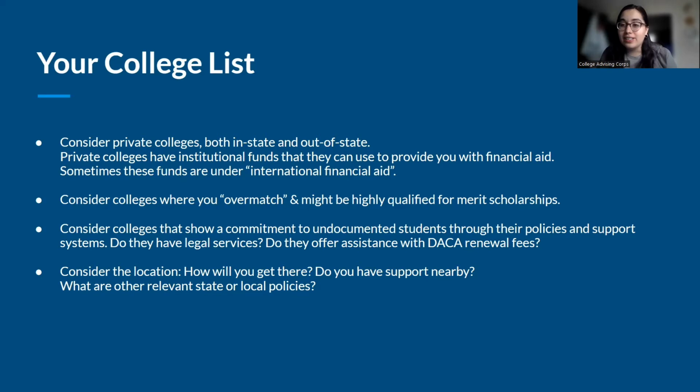You might also want to consider colleges where you overmatch. That means maybe your GPA is a little bit higher than the average GPA of the students there, because that way you will be highly qualified for merit scholarships, which are usually based on grades. So again, not being super picky on the college list will be important to make sure that in the end you are giving yourself a lot of options and opportunities.